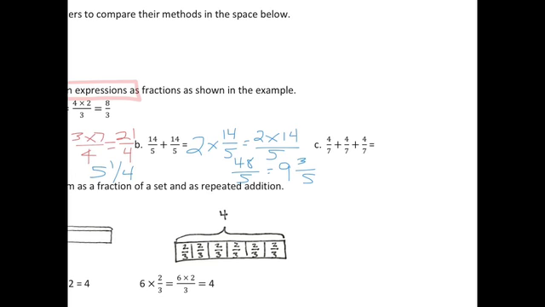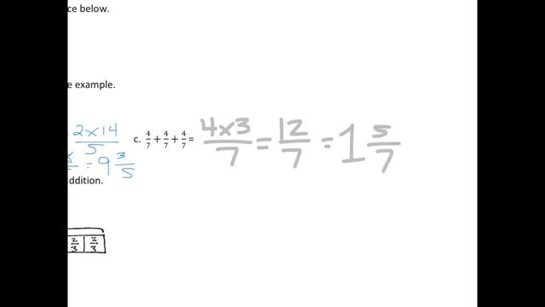And our final one on 2C is 4 sevens plus 4 sevens plus 4 sevens. So I'm going to skip ahead and actually do 4 times 3, because that's what we're adding 3 times, 4 over 7, which then would give us 12 over 7, which means I can pull out at least 1 whole, and I would have 5 sevens left over.